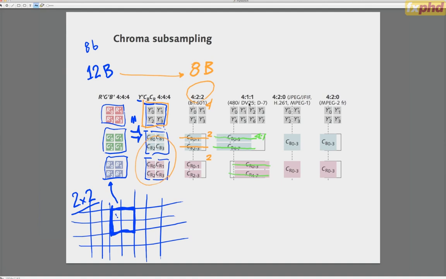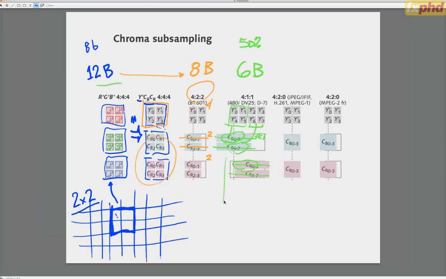And now, for the equivalent of each 2x2 grid, we've got one CB sample and one CR sample. This sample you can think of sort of as over here. So we've shrunk to just 6 bytes instead of 12. So here we've got 50% data reduction for free.